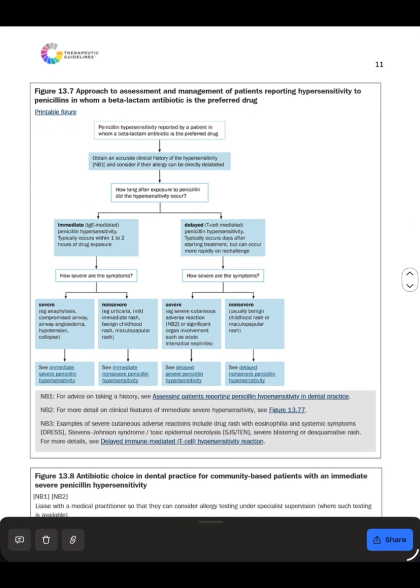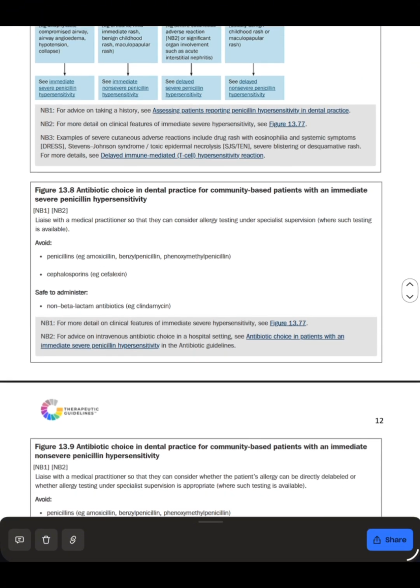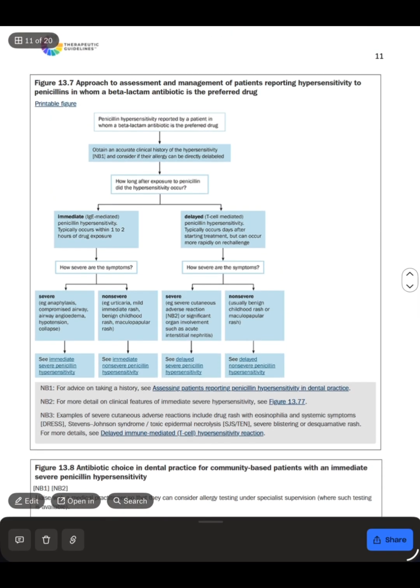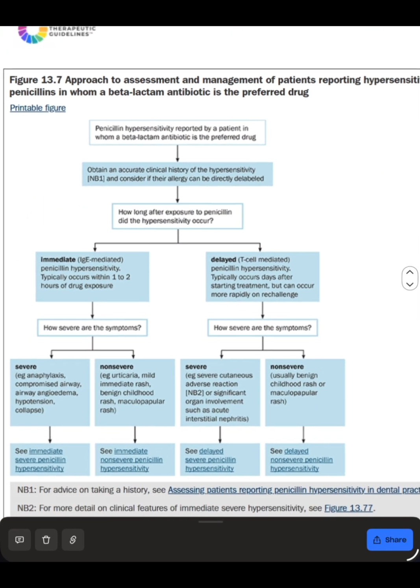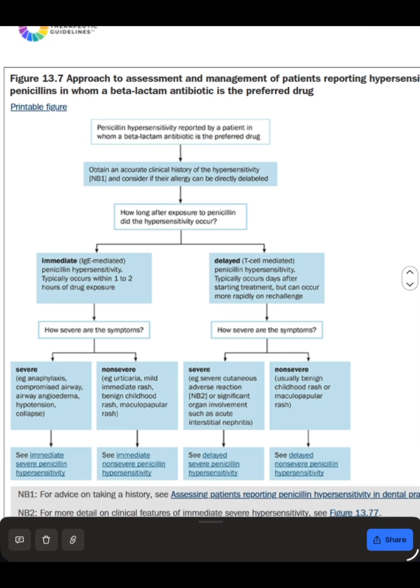Okay, now the approach to assessment and management of patients reporting hypersensitivity to penicillin in whom a beta-lactam antibiotic is the preferred drug. This is all the same, which we have read previously in figure number 13.7. They have divided all these in different things, but I can read it for you. Penicillin hypersensitivity reported by a patient in whom a beta-lactam antibiotic is the preferred drug.